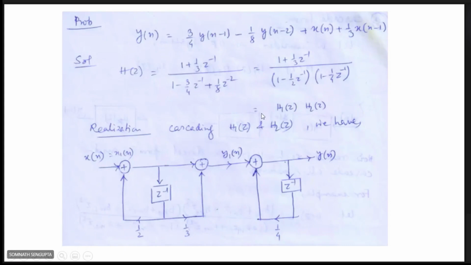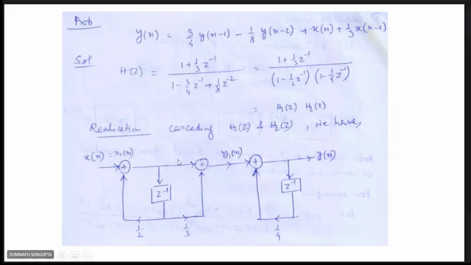In case of H1(z), your transfer function is 1 plus 1 by 3 z inverse divided by 1 minus half z inverse. The coefficients in the numerator, if you assume Y(z) by X(z), go towards the output side, where the sign will not change. At this stage we are considering the first stage in the circuit diagram, H1(z).